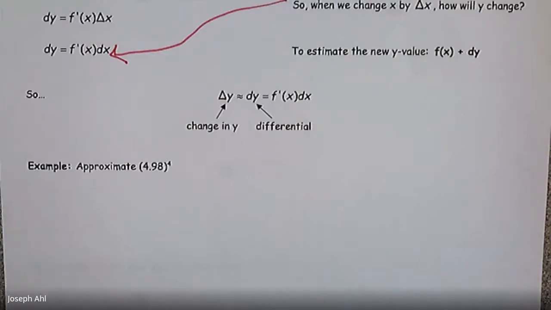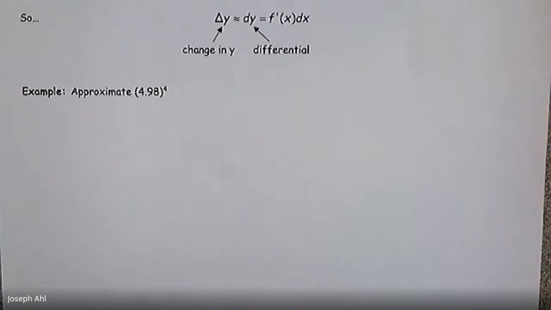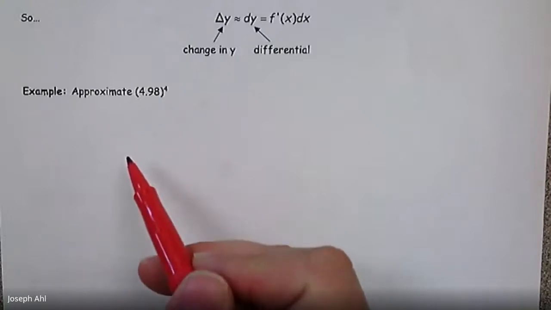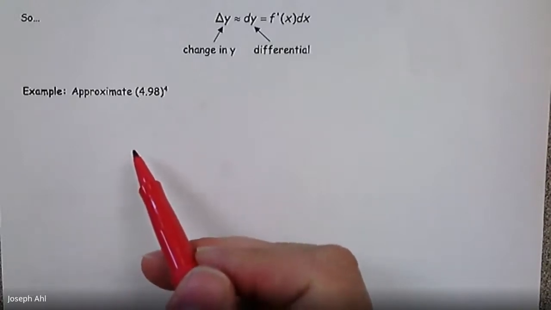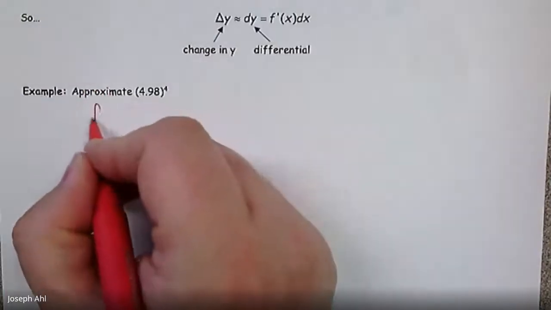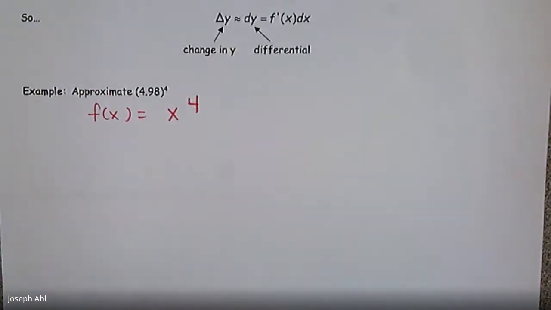Let's put this into practice. If we want to approximate 4.98 to the fourth, how are we going to do that? Well, let's think about first what function would best model approximating 4.98 to the fourth. And since it's a function where we're raising something to the fourth power, I think it makes sense to consider that f of x equals x to the fourth.